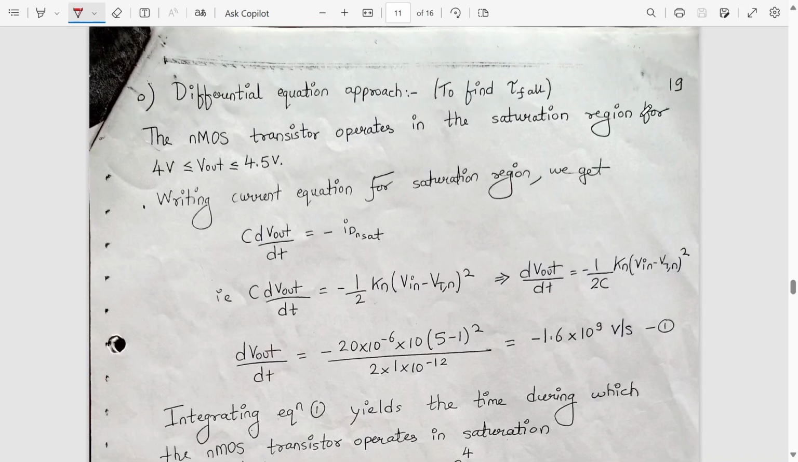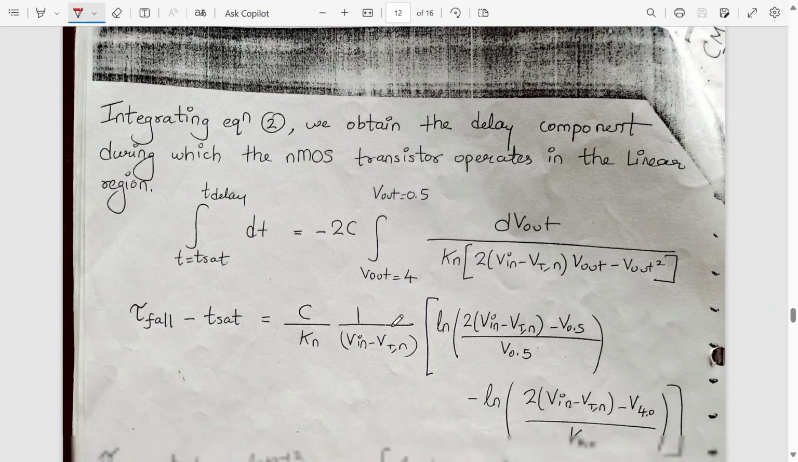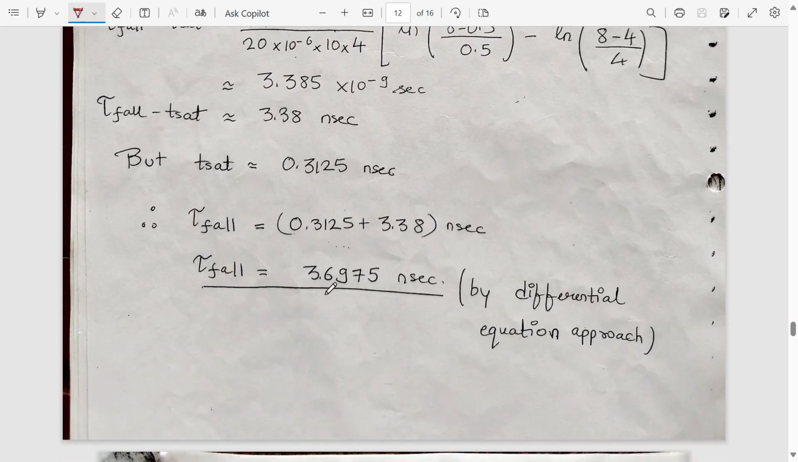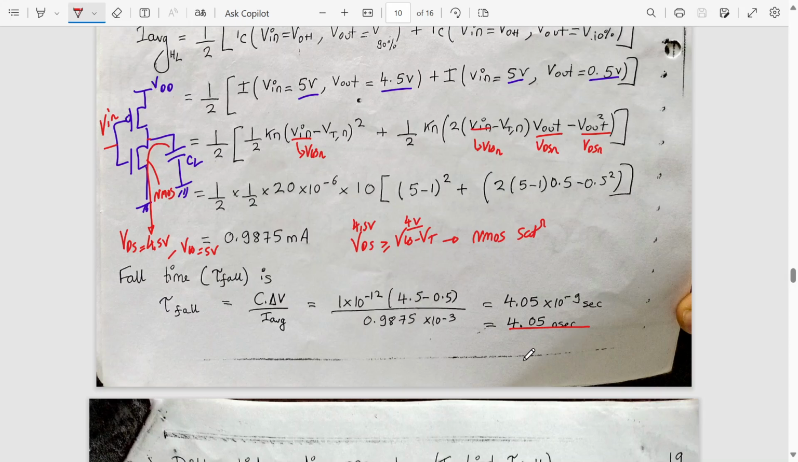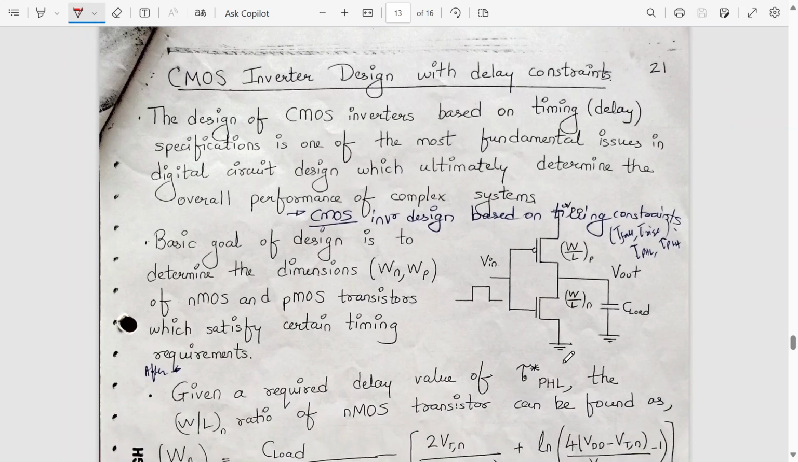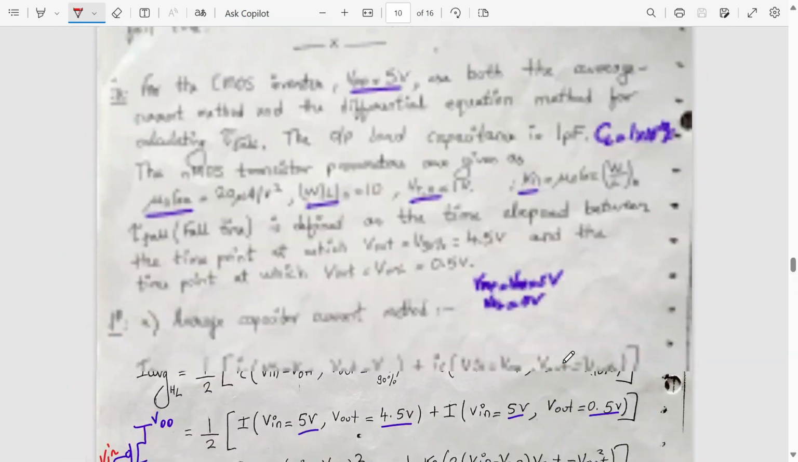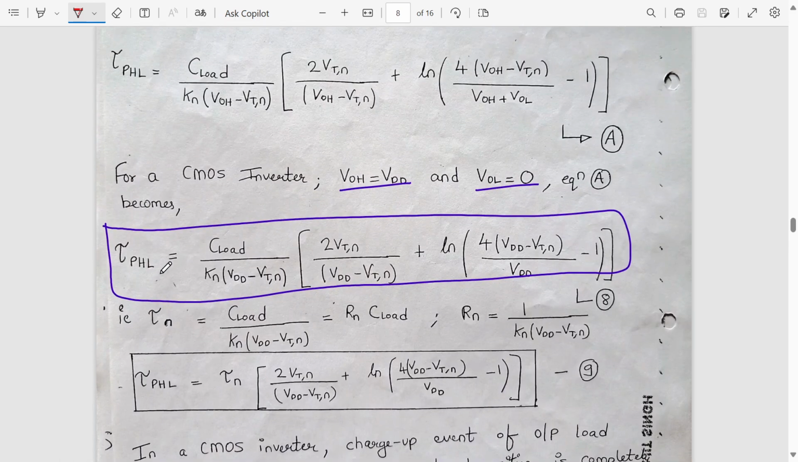So right now the saturation region is between 4 to 4.5 volt. So here they have written it, and after solving it in that equation, they got it as 3.69. So you can go by this technique, it's more accurate, whereas by the average method we got 4.09. So it's quite a deviation, nearby but quite a deviation. Okay, good. So I hope you can note down the formula for tau P HL and tau P LH. Not now, but later on, because these will be required for design of CMOS inverter.